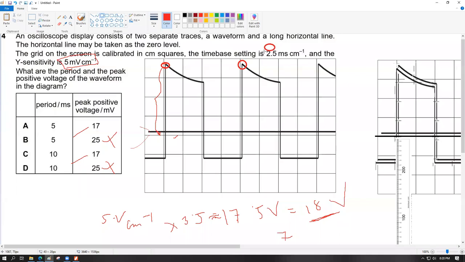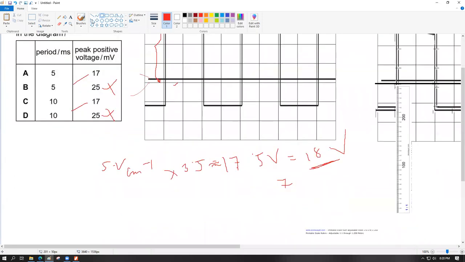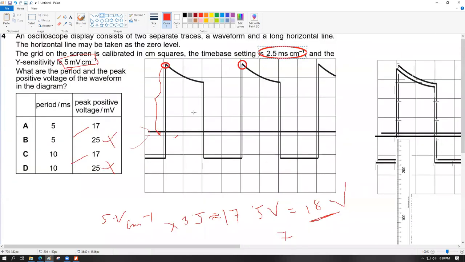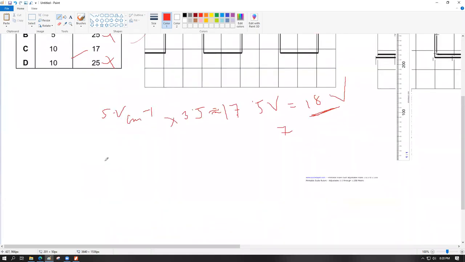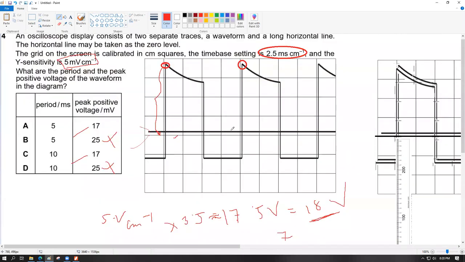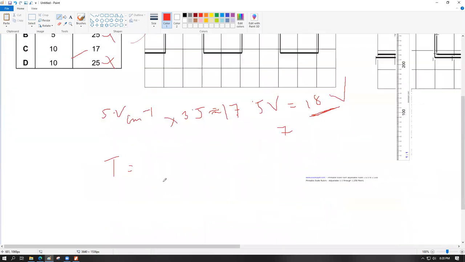Four centimeters. So this is your x-axis scale, 2.5 millisecond per centimeter. From this information, you can calculate the time period, because the time it takes to complete one full cycle is what we define as the time period. So we can write that the time period is given by the scale, 2.5 volt per centimeter, into 4, that gives you 10 milliseconds.